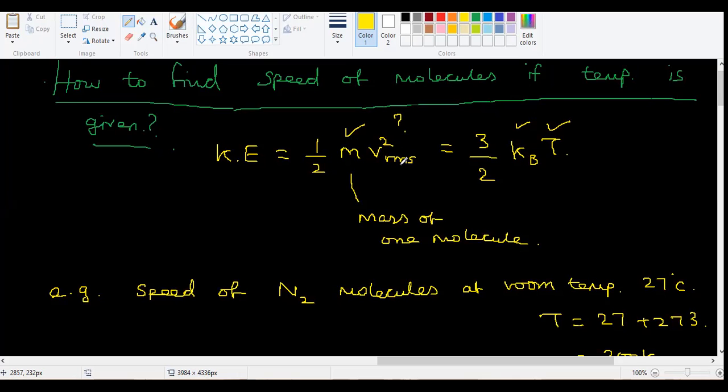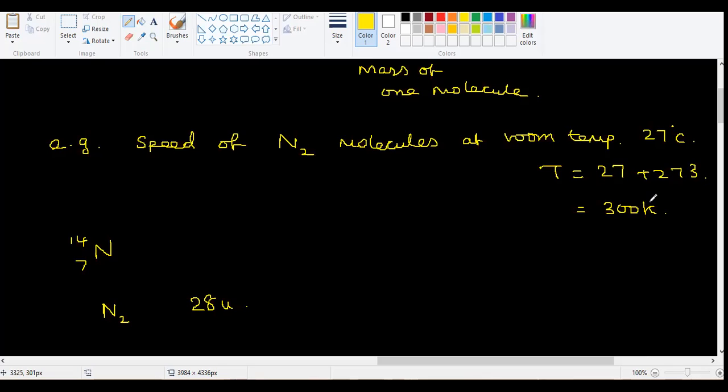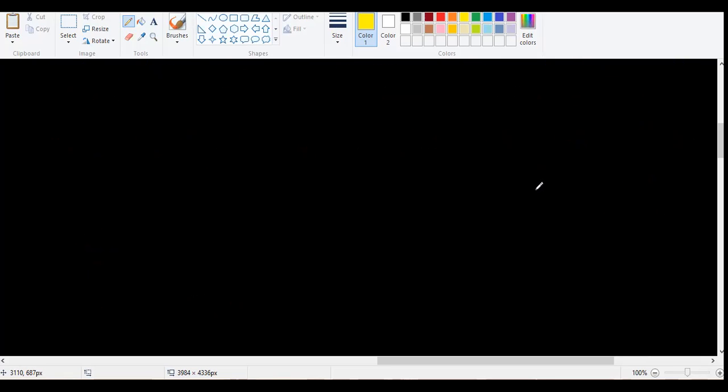Okay, so far what we have seen is kinetic theory and then different derivations, right? Pressure, temperature, Dalton's law, Graham's law. Next topic is law of equipartition of energy.